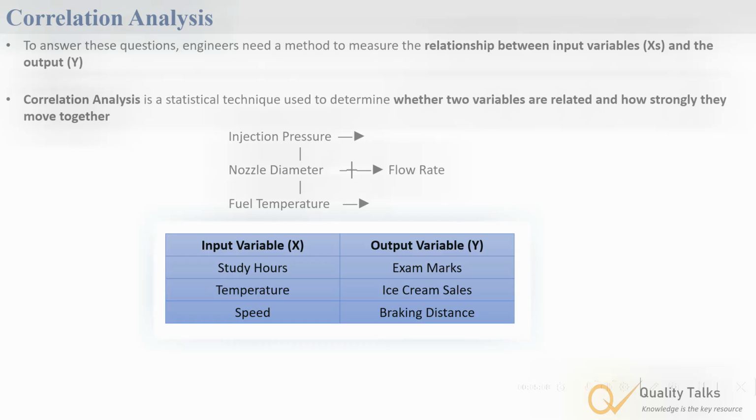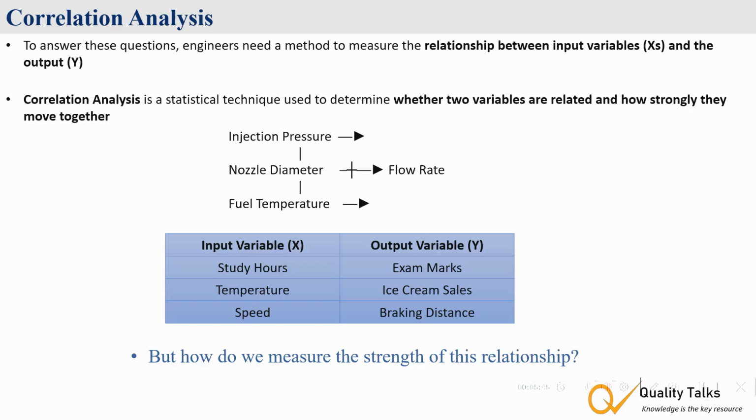In real life, we also know some input variables that affect the output variable. Like, the more the study hours, input X, resulted in higher exam marks, output Y. Higher the ambient temperature, input X, resulted in higher ice cream sales, output Y. Higher the speed of the vehicle, input variable X, resulted in higher braking distance, output Y.